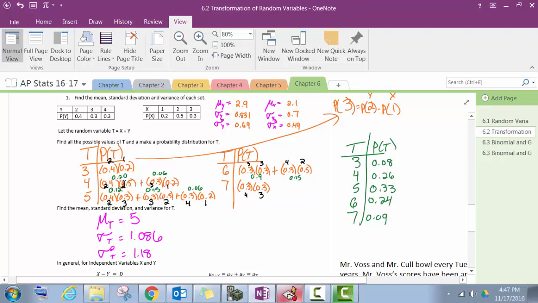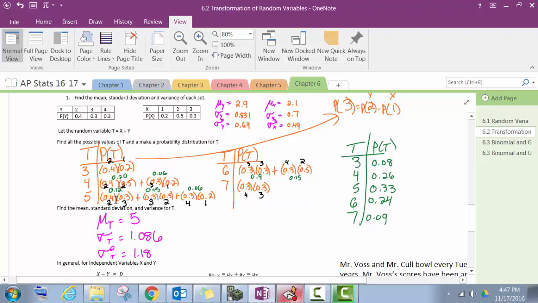Now the rest of these, they're "and" and "or." The probability of getting a 4 is the probability of rolling a 2 and a 2, or a 3 and a 1. So we multiply individually, but then we add together. So 0.20 and 0.06 is 0.26.